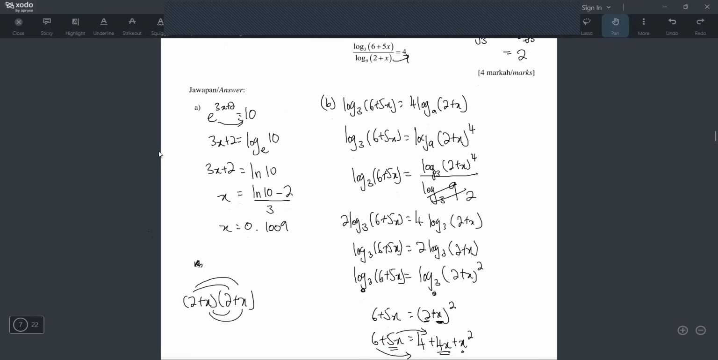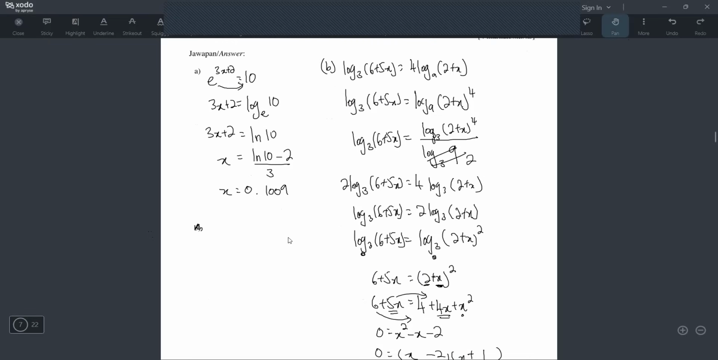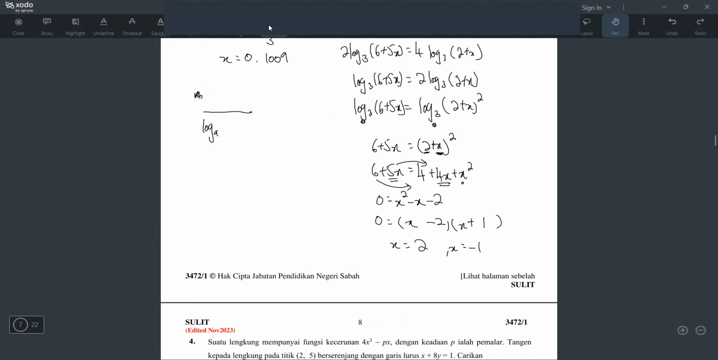But wait. Can x be negative 1? Let's try to substitute it in and see if x can be negative 1. Okay, so if x is negative 1, what will be the bottom part of the fraction? It will be log base 9 of (2 plus x), right? And if my x is negative 1, it will be 2 plus negative 1, right? We don't care about the top. And then we get log base 9 of (2 minus 1), which is 1, right? And guess what? When you take log 1, you will get 0.